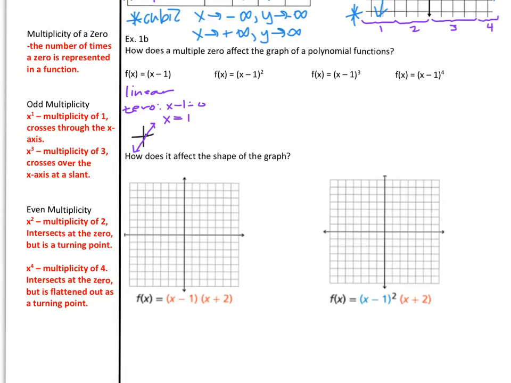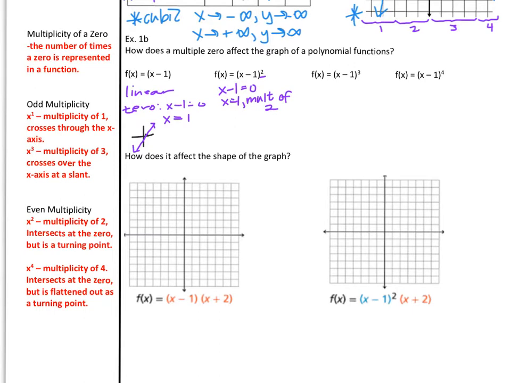If you have x minus 1 squared, that would be quadratic, so that would be a multiplicity of 2. So you'd still set your x minus 1 equal to 0, and you'd get x equals 1. But you'd call that a multiplicity of 2 because it stands for two sets of parentheses. And a multiplicity of 2 means it's a turning point.